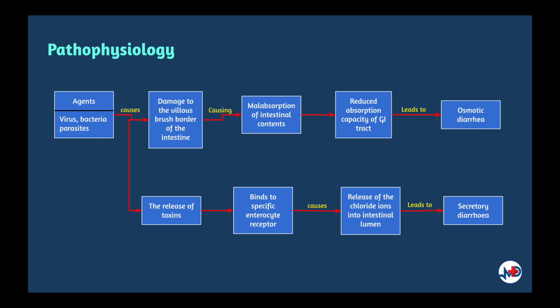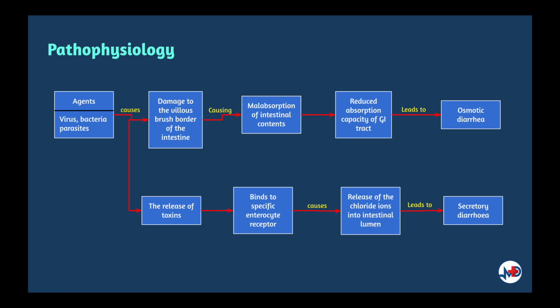The two primary mechanisms responsible for acute gastroenteritis are: 1. Damage to the villus brush border of the intestine, causing malabsorption of intestinal contents and leading to an osmotic diarrhea. And 2. The release of toxins that bind to specific enterocyte receptors and cause the release of chloride ions into the intestinal lumen, leading to secretory diarrhea.